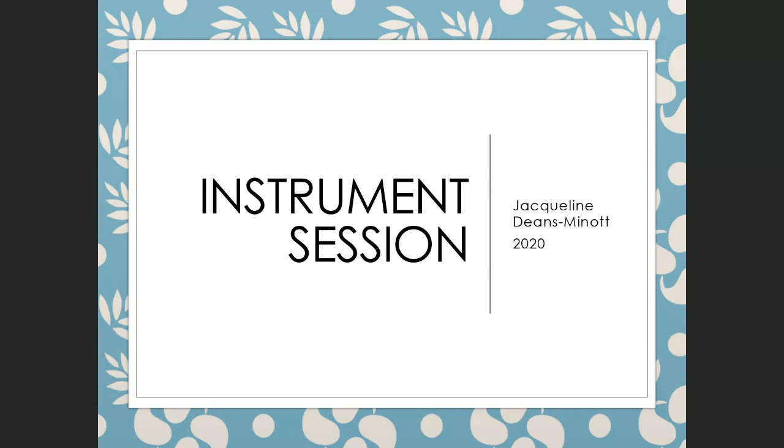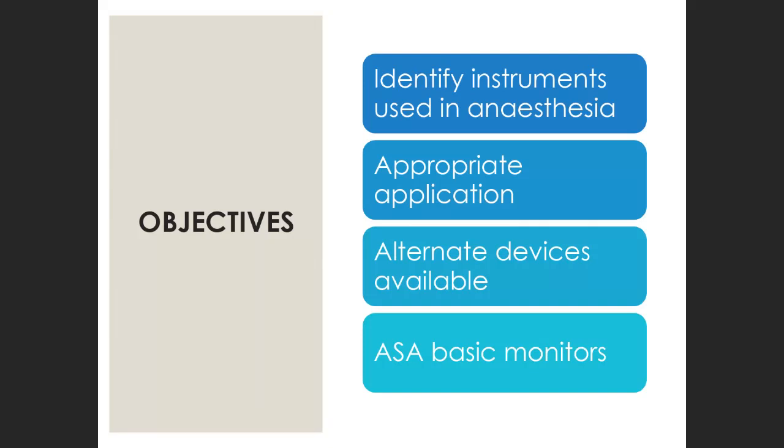All right, so we're gonna start. So the objectives really, we're gonna identify some of the instruments used in anesthesia, appropriate application, what other devices can be used, and again, as in my overview, you're gonna be introduced to the principle of basic monitors. And you have to tell me when I get there what is the most basic of all the monitors that need to be present.